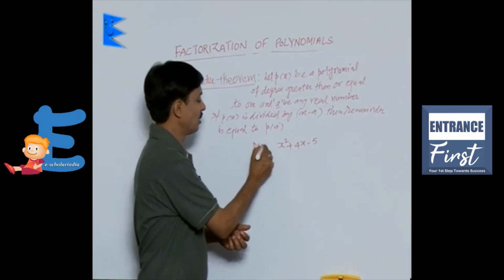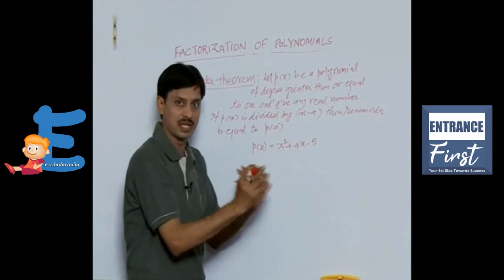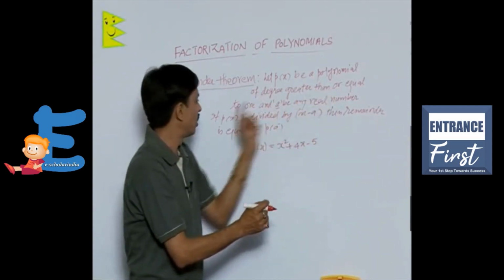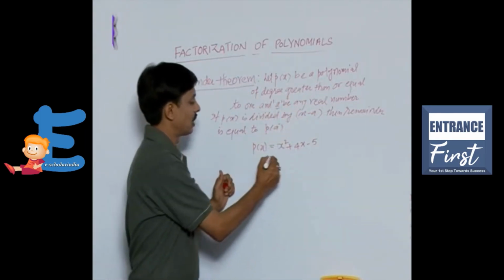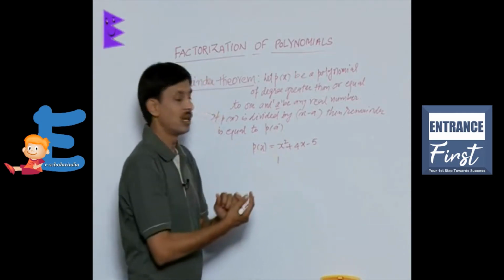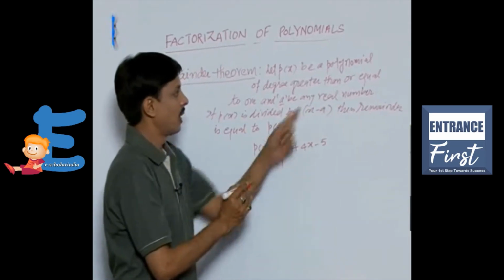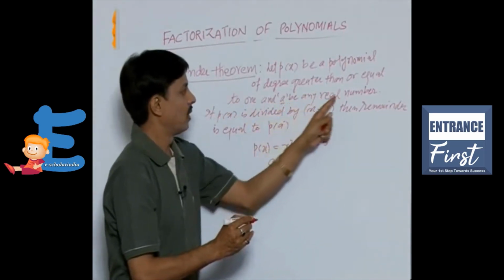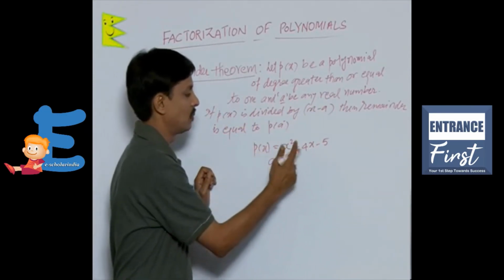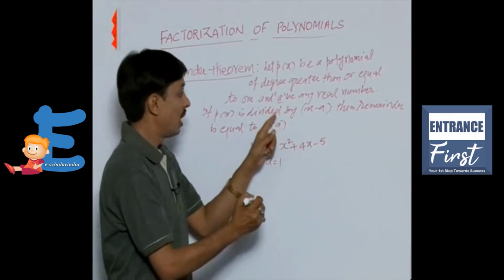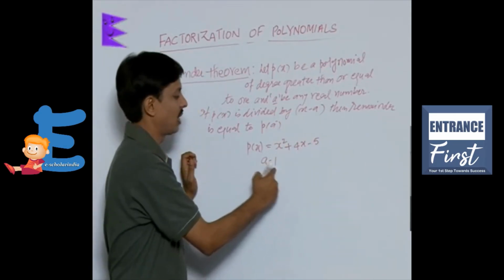This is a polynomial. Let P(x) be a polynomial. So, x square plus 4x minus 5 is a polynomial. Is the degree greater than or equal to 1? Yes, the degree of this polynomial is 2. A be any real number. Suppose I am taking 1 as the real number. So a is 1. Then, if P(x) is divided by, P(x) means this, x square plus 4x minus 5 is divided by x minus a, here x minus 1.